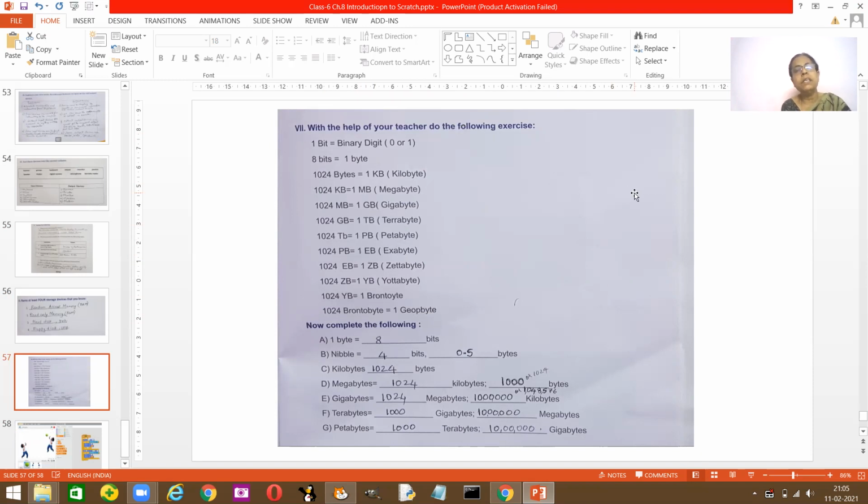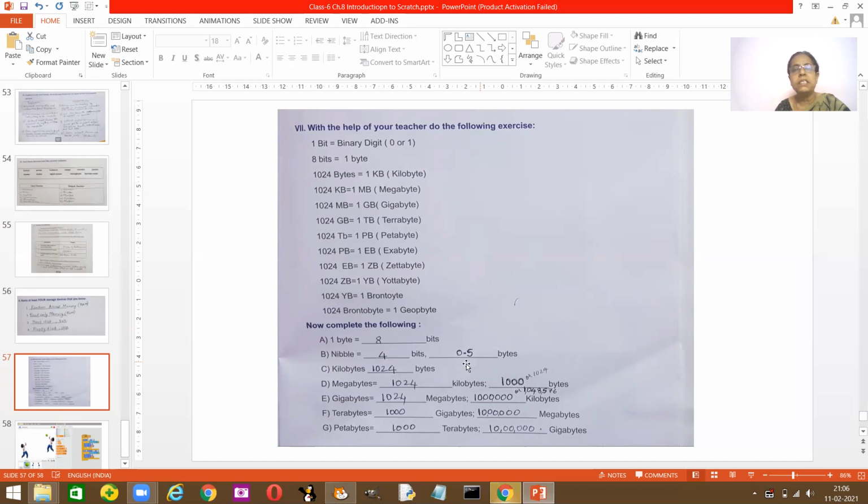So these are the equivalent values of the different units of your binary system. Now here you complete the following. 1 byte is equivalent to 8 bits. And one nibble is equivalent to 4 bits.